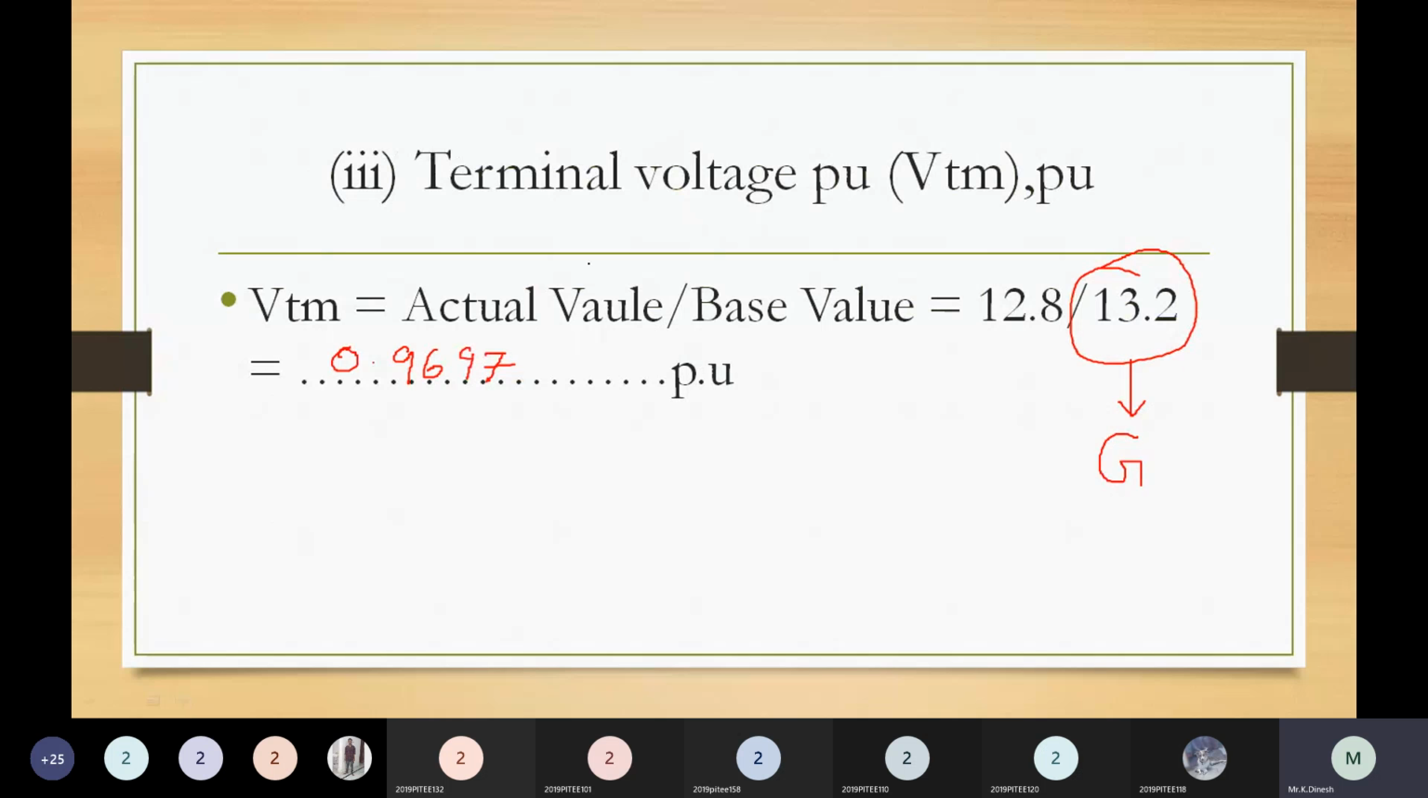So we need to find out the per unit value of this voltage. That is, VTM equals actual value by base value. So 12.8 over the base, which is 13.2. In per unit, your VTM is 0.9697 per unit. So 12.8 divided by 13.2. So it is the generator value, the base value.